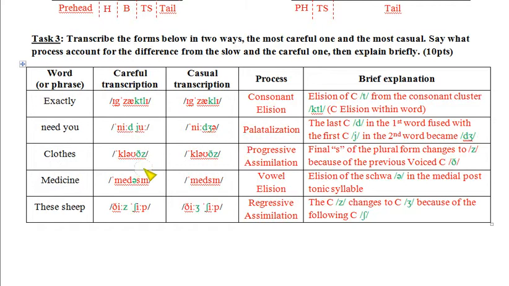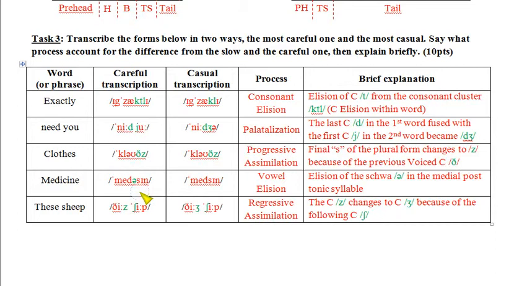Clothes. Here we have the s of the plural. The s of the plural becomes z. Okay, we have the same transcription. So what do we call this? It is called progressive assimilation. The explanation: the final s of the plural form changes to z because of the previous voiced consonant. The next word is "medicine."